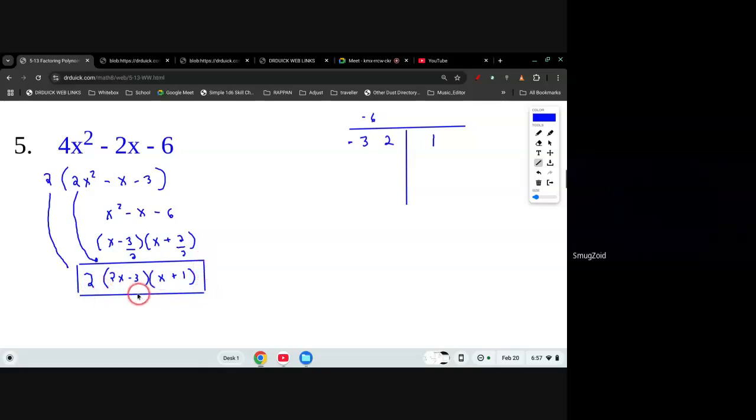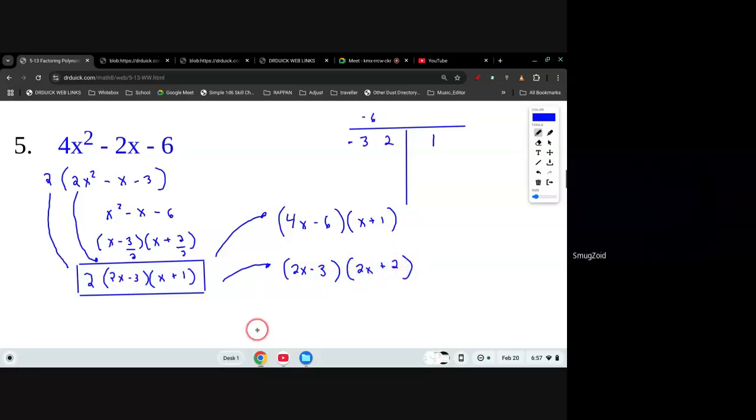Now, you may want to see what it looks like if you multiply the 2 onto either one of these things. 2 other possible answers. This is the true factored answer. Another answer to this could be 4x minus 6 times x plus 1. Another one could also be, you could take the 2 and multiply it on the other side. It could be 2x minus 3 times 2x plus 2. That is also another answer. But the true complete factorization is this. You have the 2 in the front.